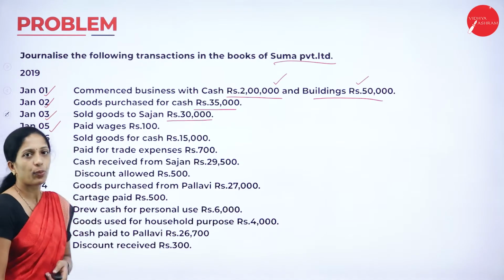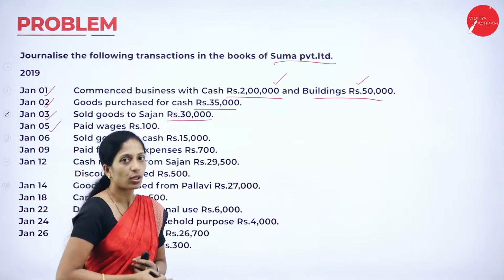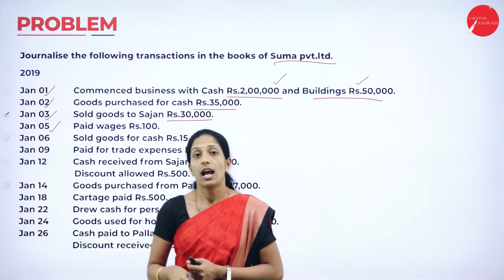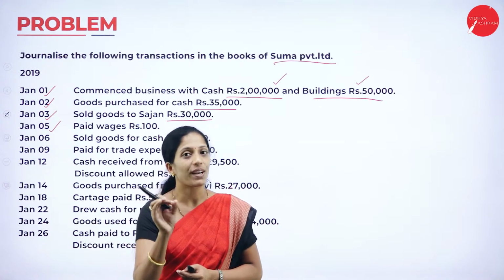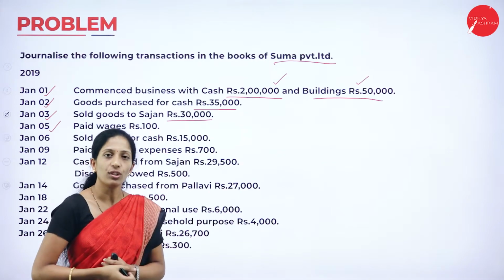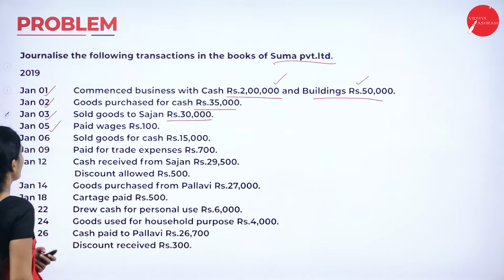Jan 5th, paid wages. So what is your entry? Wages is an expense. So your golden rule tells that debit all expenses and losses. When you are paying wages, you are going to debit wages because it is an expense. And what goes from you? Cash. Okay, so wages account debit to cash account. How much? 100.